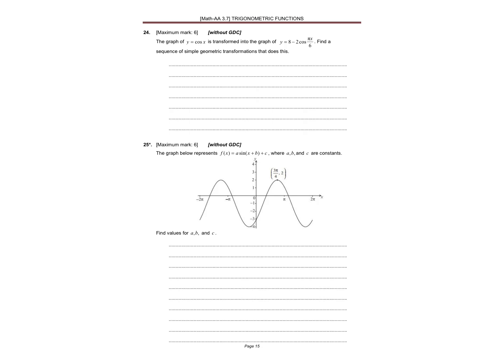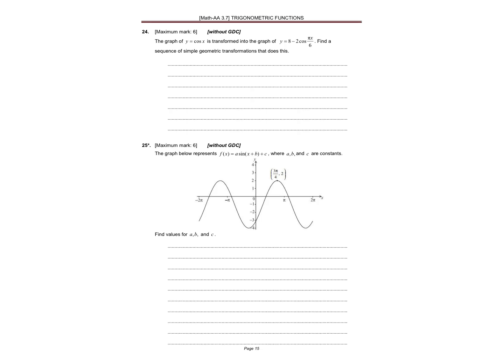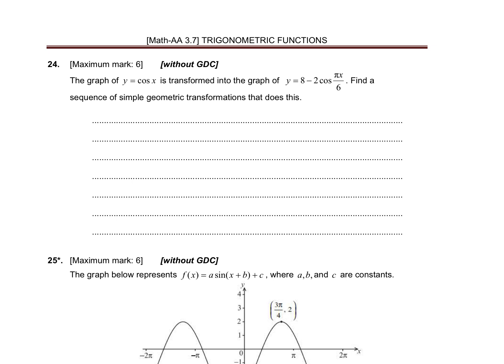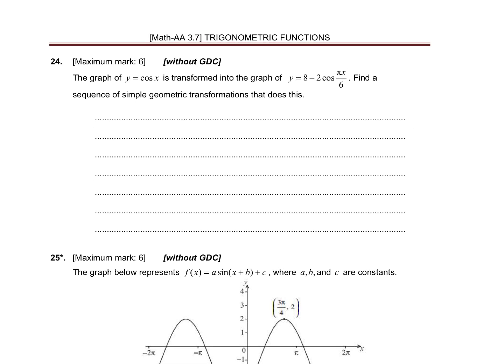All right, the graph of y equals cosine x is transformed to the graph of that. Find a sequence of simple geometric transformations that does this. Okay, so it's a vertical shift up 8. It is a reflection about, so negative y, so the x-axis.